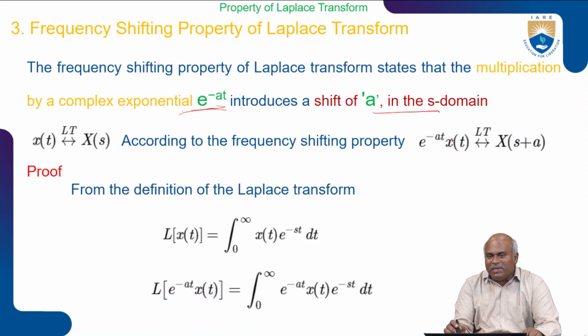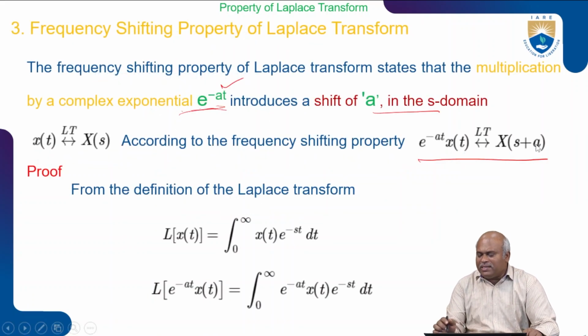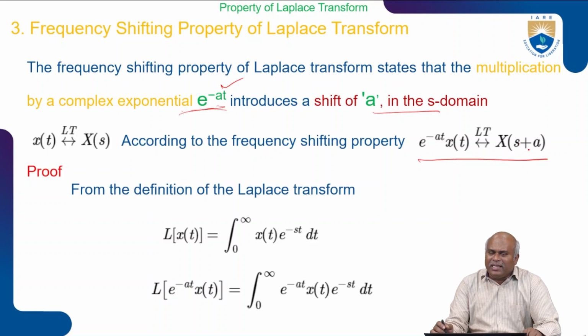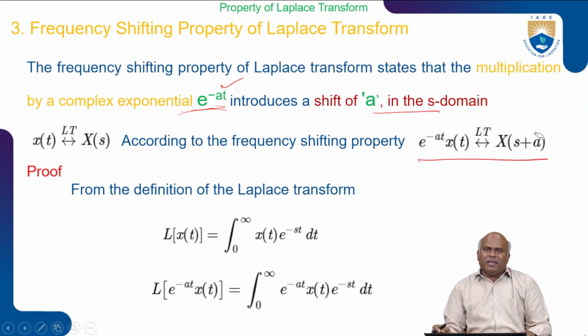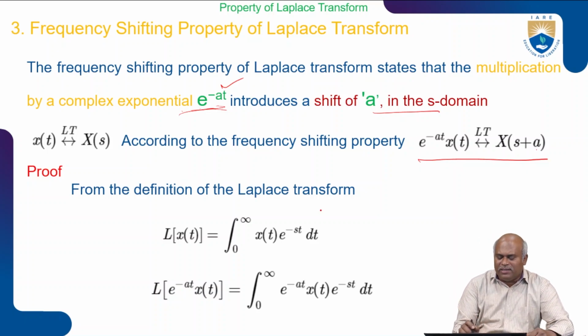According to the frequency shifting property, we multiply the input with e power at. We have said x of t. The Laplace transform we take is the shifted version, the shifted version of x of s plus a. Here minus is there, that's a replace. If you are plus, here we got minus. This is called the time based frequency shifting property of Laplace transform. We need to prove this one.